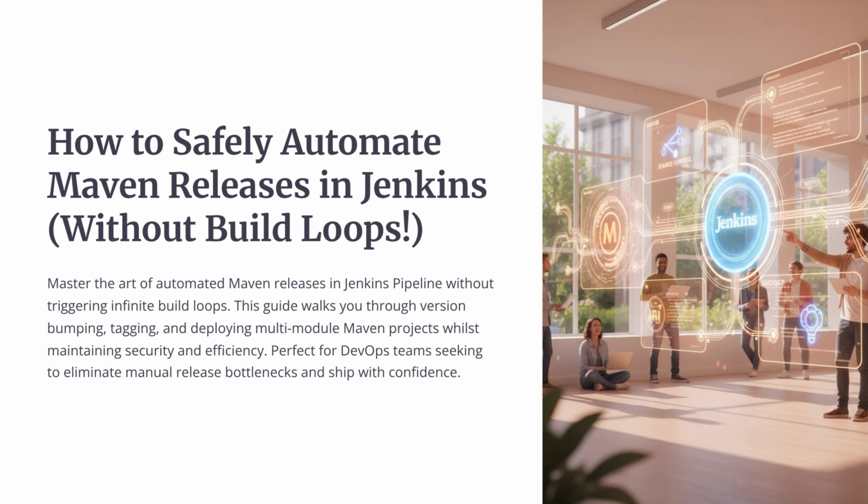Today, we're tackling a tricky but super common DevOps challenge: how to safely automate Maven releases in Jenkins without getting stuck in those annoying infinite build loops. You know the story. You finally automate version bumping, tagging, and deployment, and suddenly Jenkins keeps triggering itself again and again. It's like a mirror reflecting a mirror, never ending. In this short session, I'll explain why it happens, and then walk you through a simple, reliable 4-step pattern used by real DevOps teams to automate Maven releases safely.